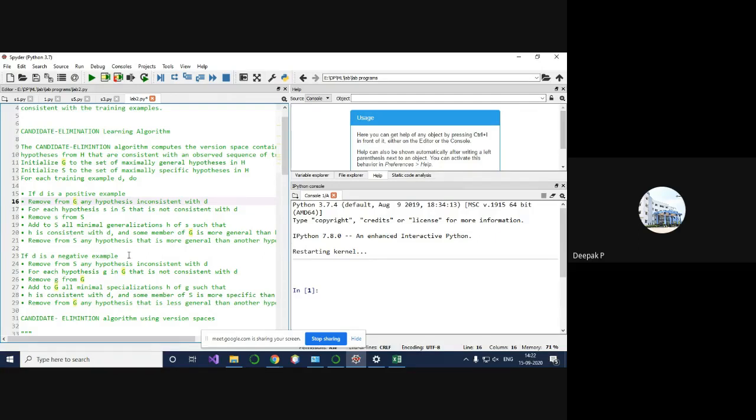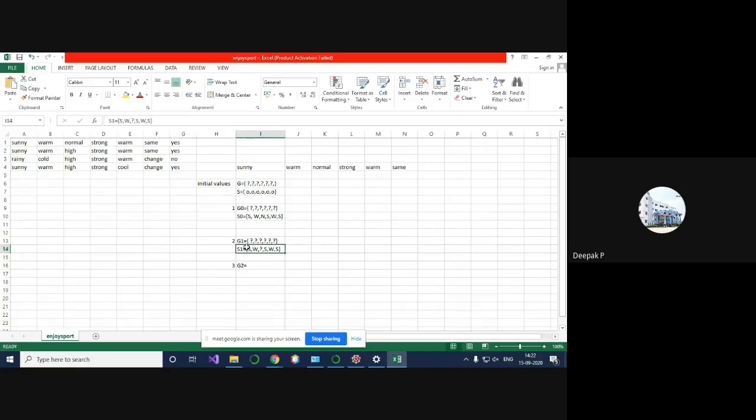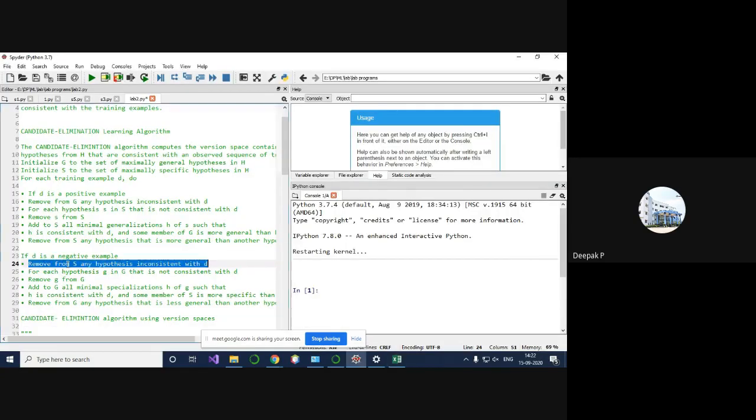As it is a negative example, what should I do now? I should remove from S any hypothesis inconsistent with D. So what is my S state now? This is my S state. This is my instance. As it is a negative instance, what will I do for specific? Do you want to remove this? Yes, because it is a negative instance. When we apply Find-S algorithm, we are going to remove that inconsistent data.